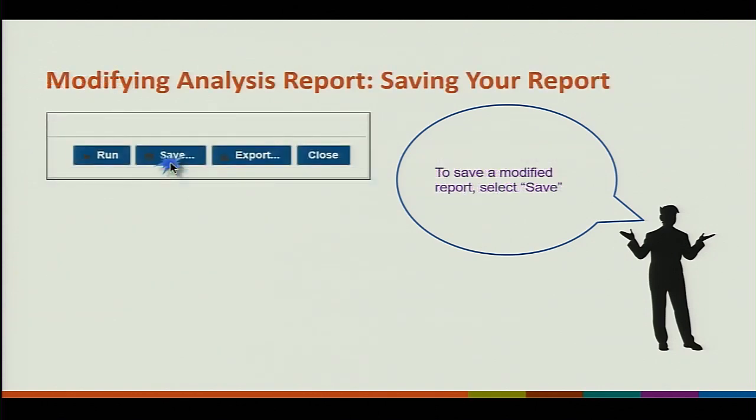All right, modifying your analysis report, saving your report. So say you spent all this time modifying your report. You really went in there. You got a lot of different groups, a lot of different filters going on. You like your report. It looks good. You want to look at it again, and you don't want to go through the trouble of setting it up and creating it all over. You can just simply select save to save that report in your NHSN folders.